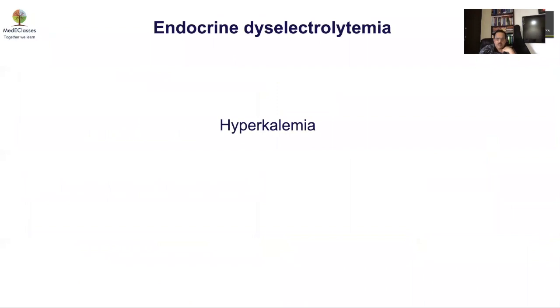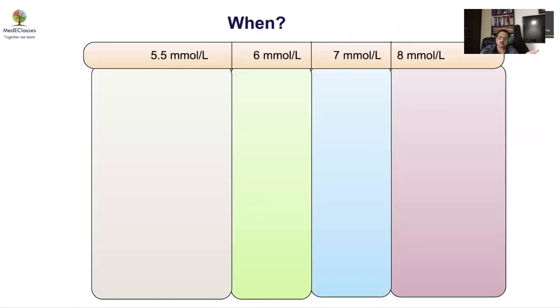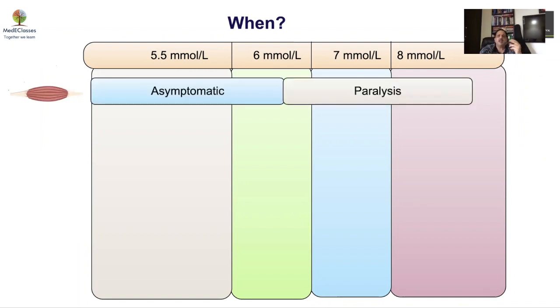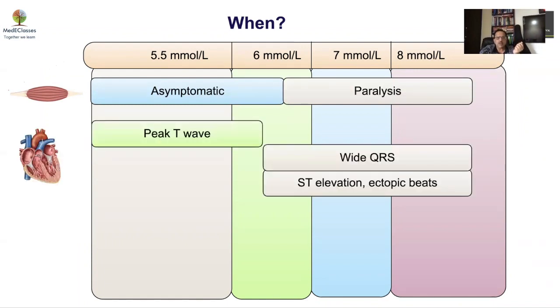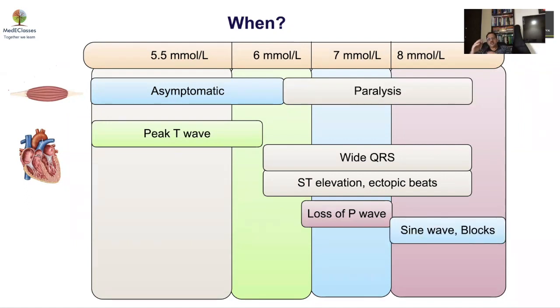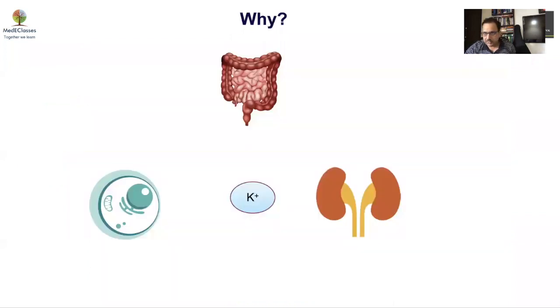We'll finally touch base about hyperkalemia, which again is mostly because of renal causes, but can occasionally be because of an adrenal cause. Symptoms of hyperkalemia are associated with the level. Once the level goes really high, like above 6.5 to 7, paralysis can happen. Cardiac abnormalities in the form of wide QRS, ST elevation, and ectopic beats happen beyond 6. Peaked T waves are the first to appear. Finally, sine wave and blocks happen when the level goes beyond 8, and finally, we can have asystole.